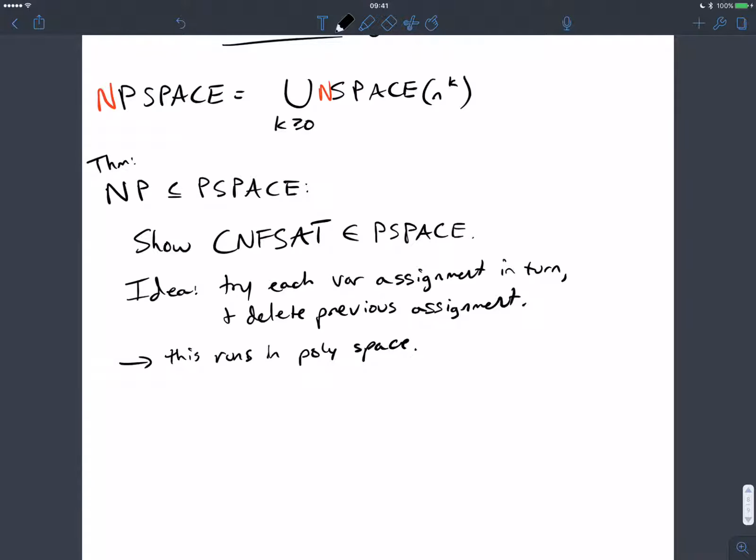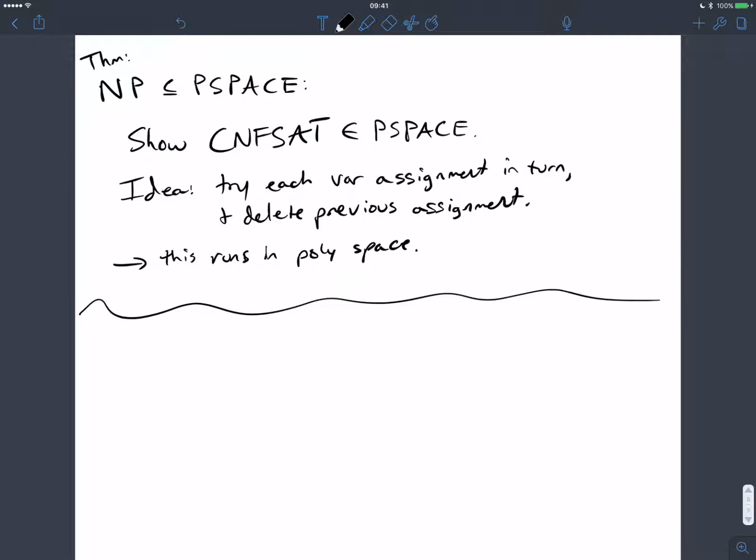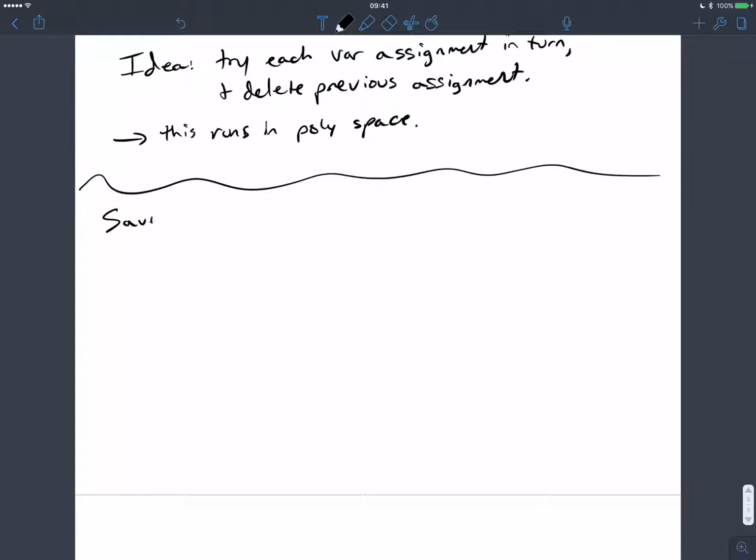Well, since we can reuse space, maybe what we can do is simulate one possible set of choices that the non-deterministic machine can make, and if it ends up not working, backtrack and then try another one. So since we can reuse space, maybe we can actually say something about deterministic versus non-deterministic space. And that's what we're going to do right now. We're going to prove a result called Savitch's theorem.